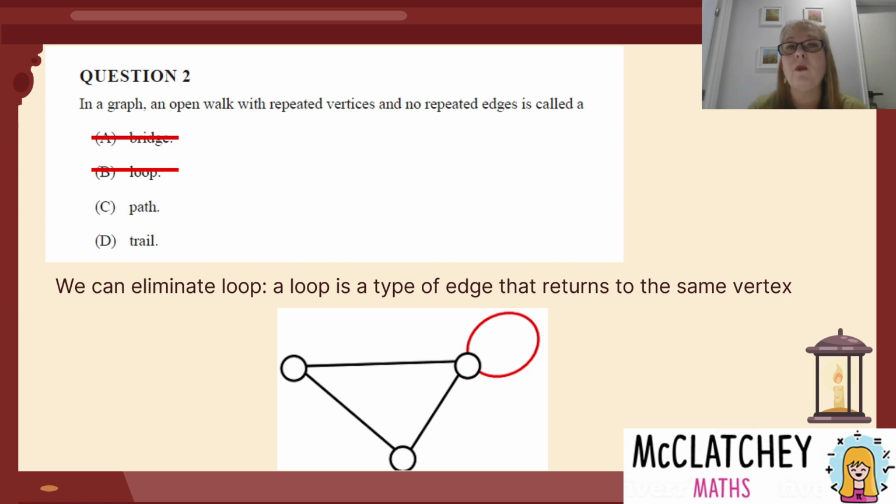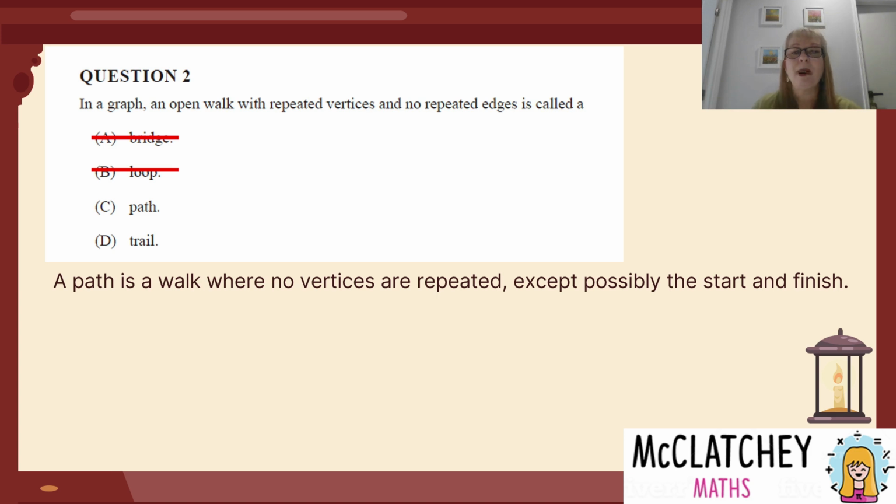And we're quite familiar with Eulerian types of networks and also Hamiltonian ones, usually done in a cycle. So let's see if we can work out whether this is a path or a trail. And this is where we really need to have our definitions memorized. So a path is a walk with no vertices repeated, except for the vertex that's the start and the finish one. So here, this is about repeating vertices. This one is none are repeated. Path is not it, which only leaves us with trail.